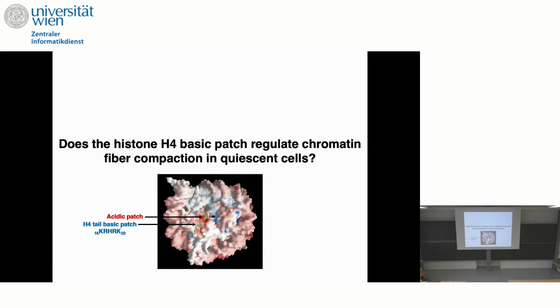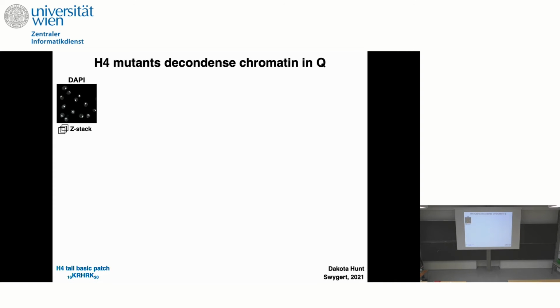And so putting all of this together, we wanted to see if perhaps the H4 tail basic patch was involved in regulating the local chromatin compaction that we see in these quiescent cells. And so to look at this, I generated a series of yeast strains with different substitutions in these residues in the basic patch. And the first thing that we did is this very low resolution method where we do DAPI staining of cells and look at Z stacks by confocal microscopy. So you can measure the total volume of chromatin in cells.